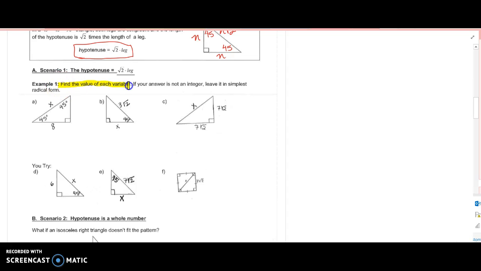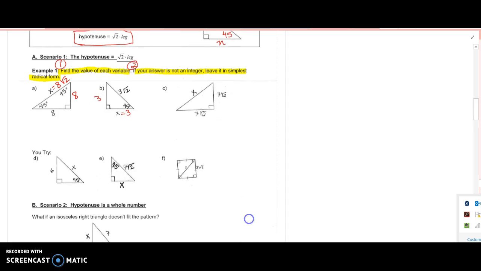Find the value of each variable. If your answer is not an integer, leave it in simplest radical form. So we're going to find the variable and then do our factor tree if we have to. Okay, so here we go. Our 8 is on the leg, so this would be 8, and x would be 8 square root 2 because it's on the hypotenuse. This is 3 and 3.